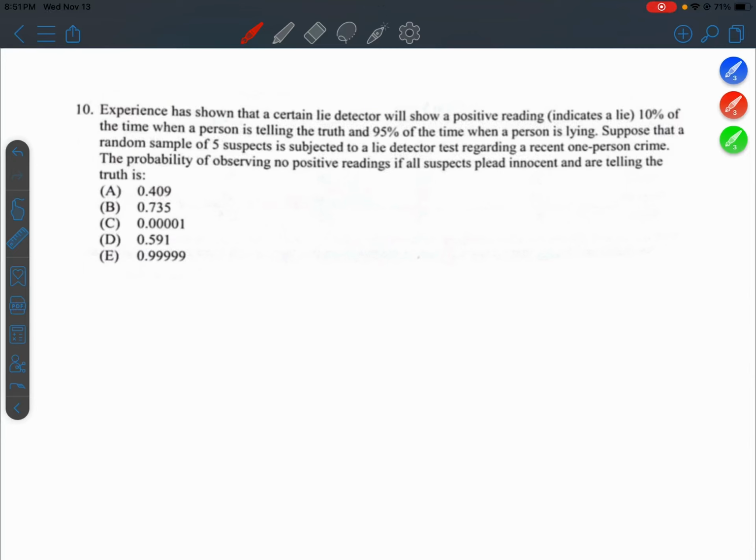Experience has shown that a certain lie detector will show a positive reading 10% of the time when a person is telling the truth, and 95% of the time when a person is lying. Suppose that a random sample of 5 suspects is subjected to a lie detector test regarding a recent one-person crime. The probability of observing no positive readings if all suspects plead innocent and are telling the truth.